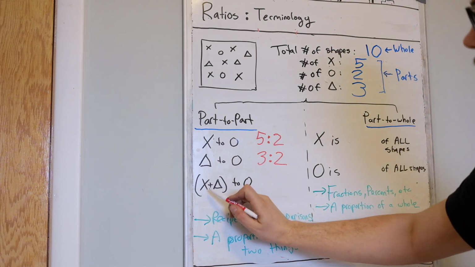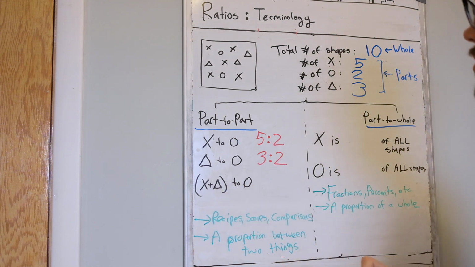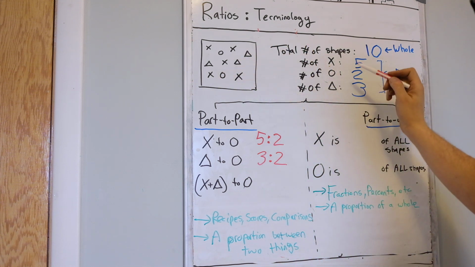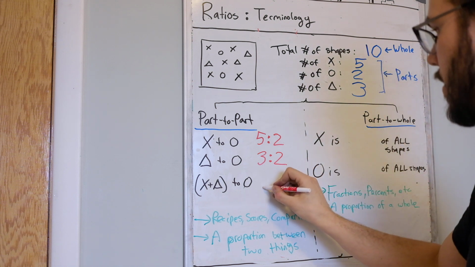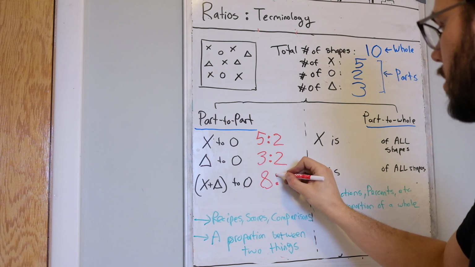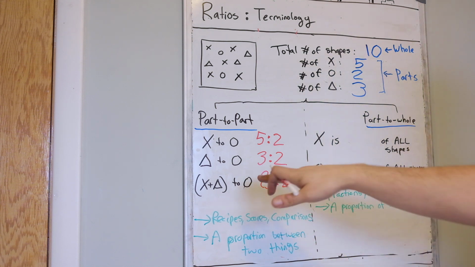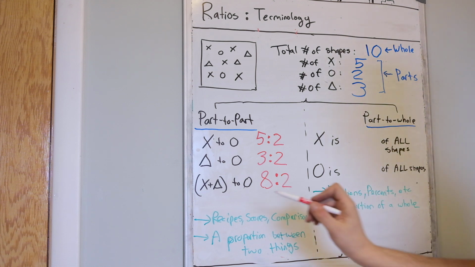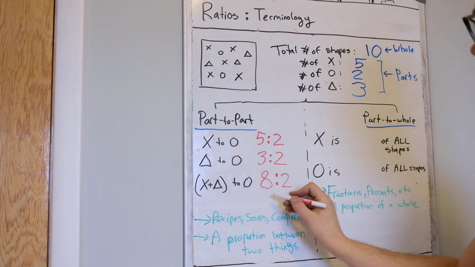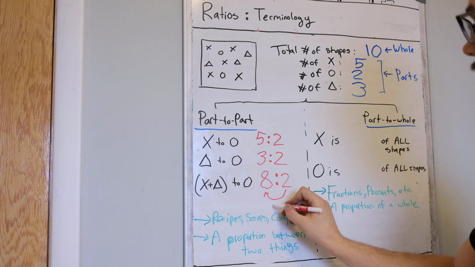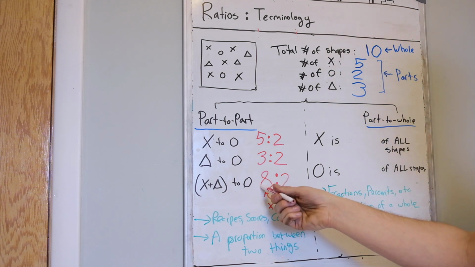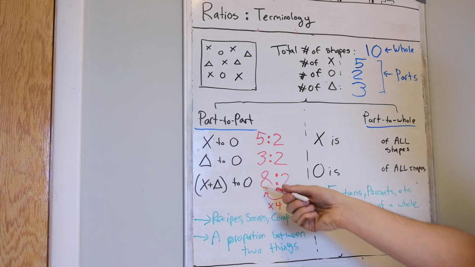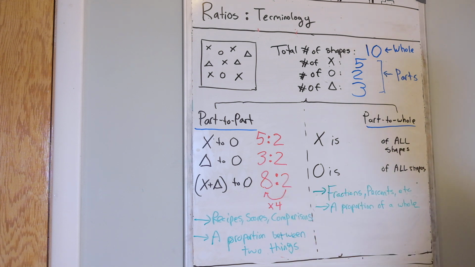Consider this. What about the number of X's and triangles to O's? If we add up the X's and the triangles, we have 5 and 3. That gives us 8 altogether. And the O's are 2. Notice that in this case we might say we get 4 times as many X's and triangles as we do O's. So there's that ratio thinking there, that one's 4 times more than the other.